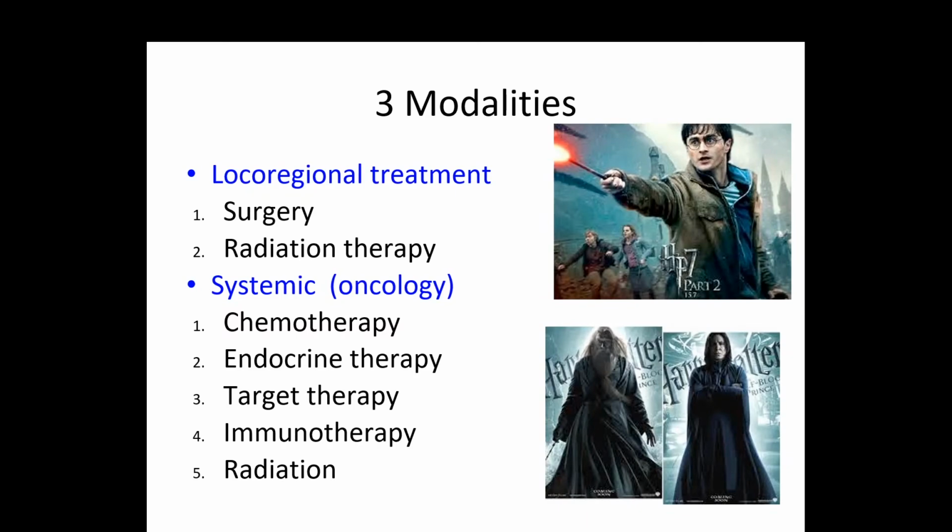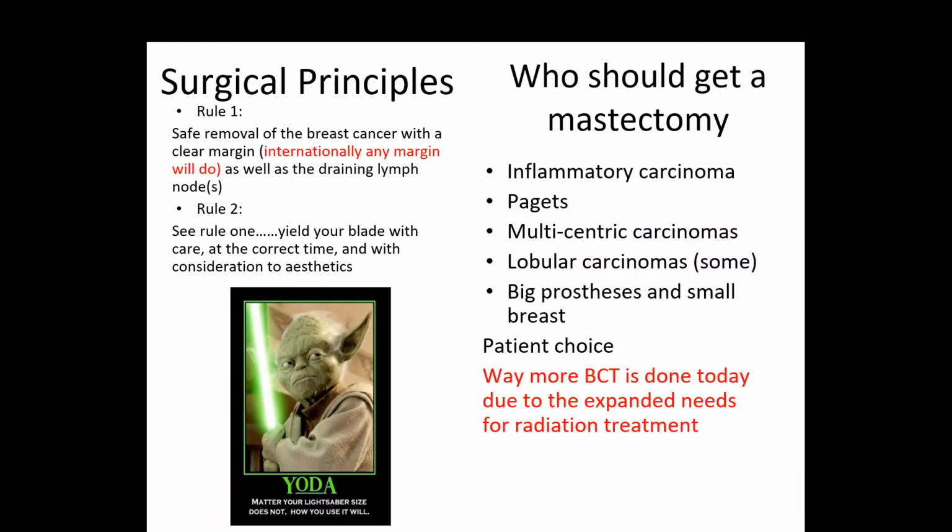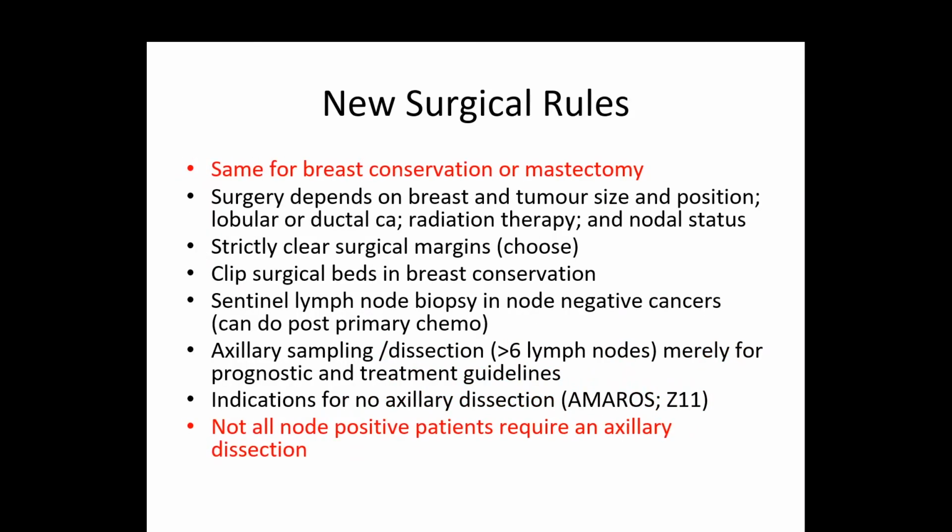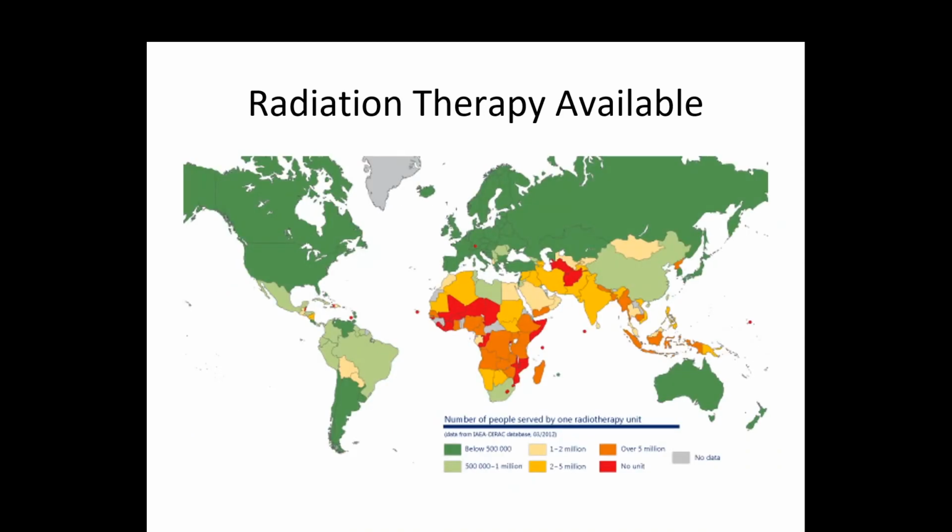In terms of loco-regional treatment, very few people should get a mastectomy today. It's the inflammatory cancers, the multicentric, the Pagets, very few lobulars. Surgical principles are remove the cancer with a clear margin, wield your blade with care. The rules are the same for breast conservation and mastectomy. Understand tumor size, tumor location, clip your beds, know when to do a sentinel, and know that an axillary dissection is more than 6 nodes.